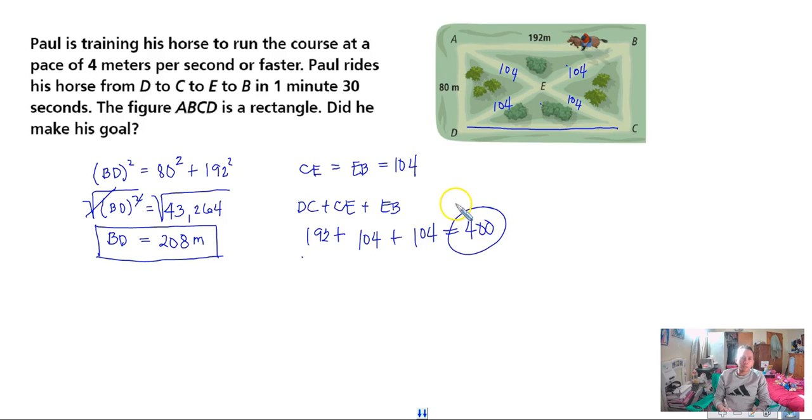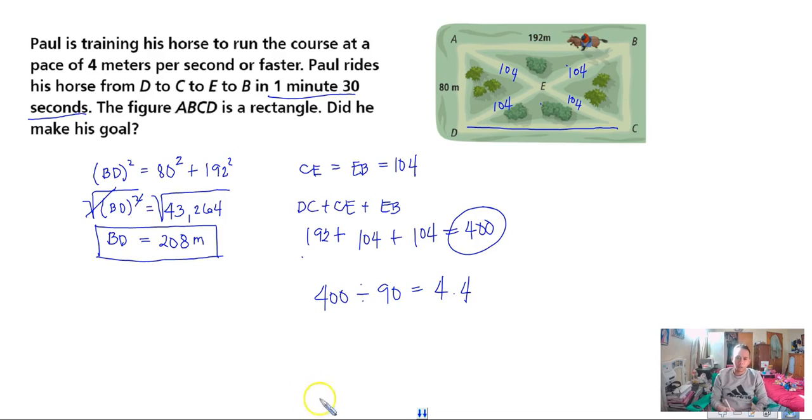Okay, so we have to determine the pacing now. So 400 divided by 90, that will be approximately 4.4. Where did you get that 90 again? The 90 is from 1 minute 30 seconds, so 90 seconds. So this is 4.4.